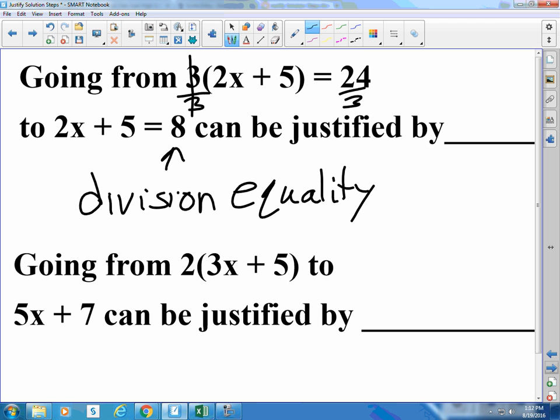Okay, going from 2 times the quantity 3x plus 5 to 5x plus 7, how did we get there? Well, it looks like how they got there is they did 2 plus 3x. Well, this doesn't say 2 plus 3x. It doesn't say 2x plus 3x, so this one cannot be justified. They've made a mistake.